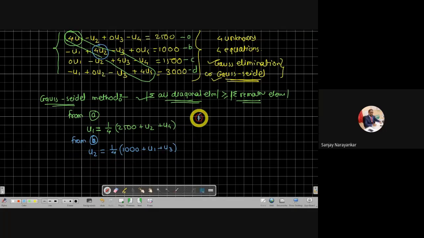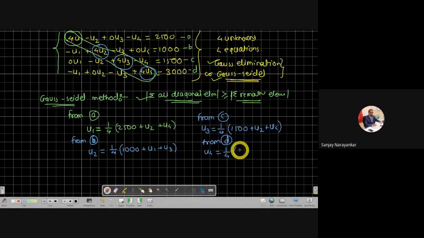From C, we can write for U3. U3 is equal to 1 by 4 in bracket 1500 plus U2 plus U4. And from B, we will write for U4. U4 is equal to 1 by 4 (3000 plus U1 plus U3).